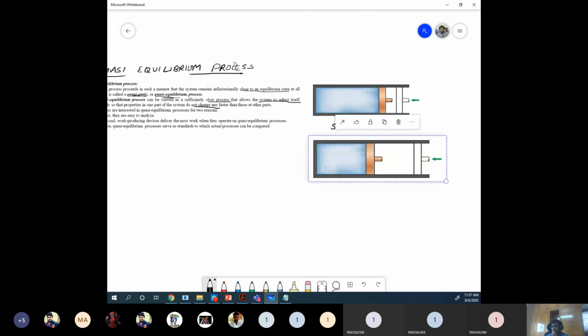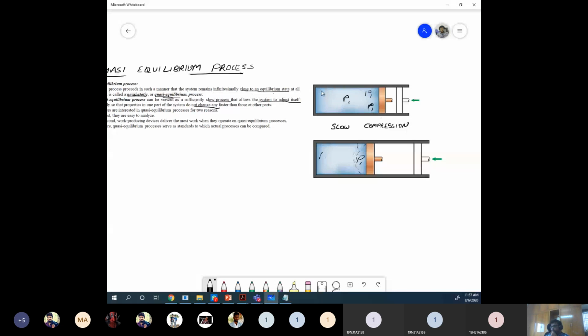You can assume that suddenly you have moved. So what happens? At this region there will be very high pressure, and here you will have different pressure, and it might take some time to get into equilibrium, right? If you are slowly moving this, then P1 will be the same everywhere in a quasi-equilibrium process.